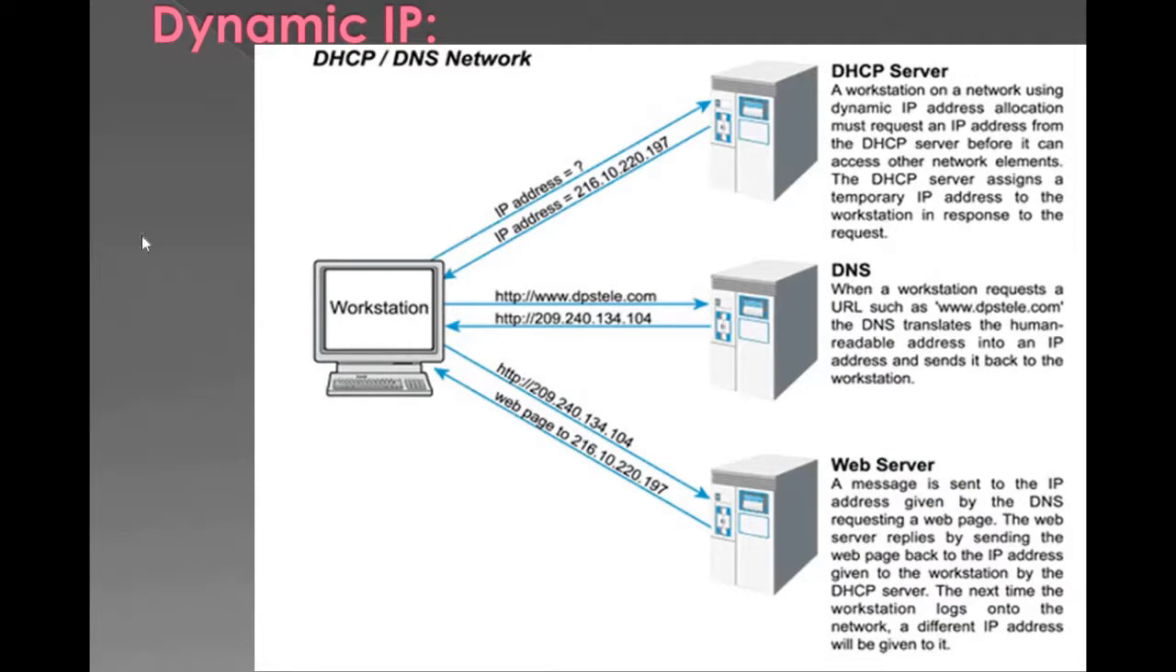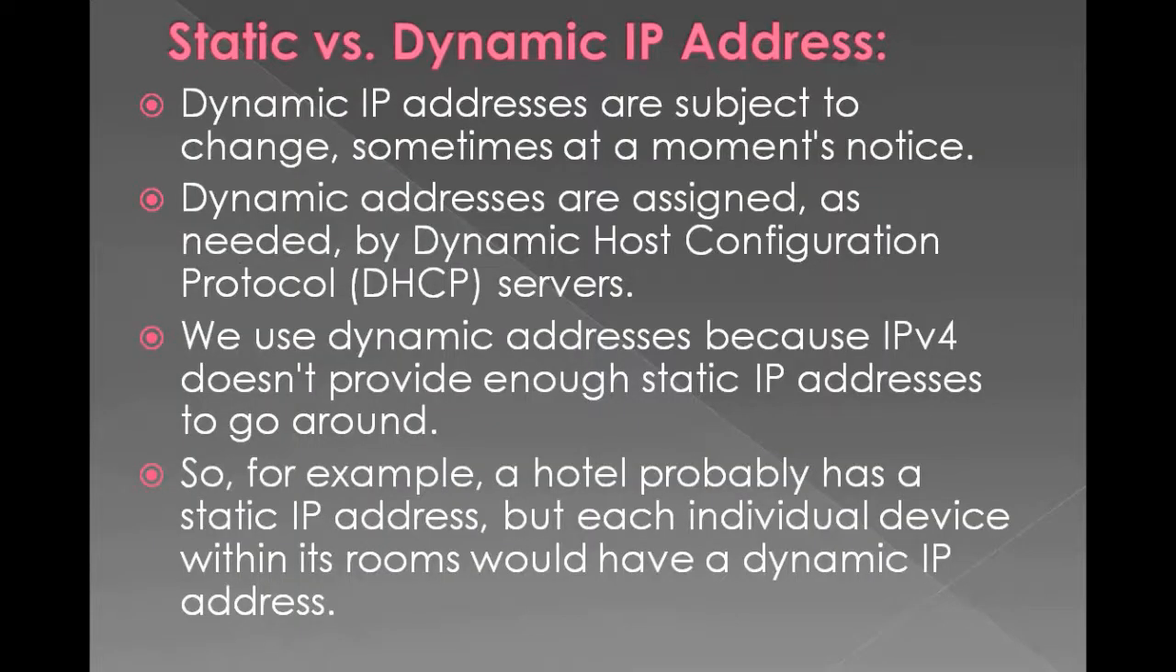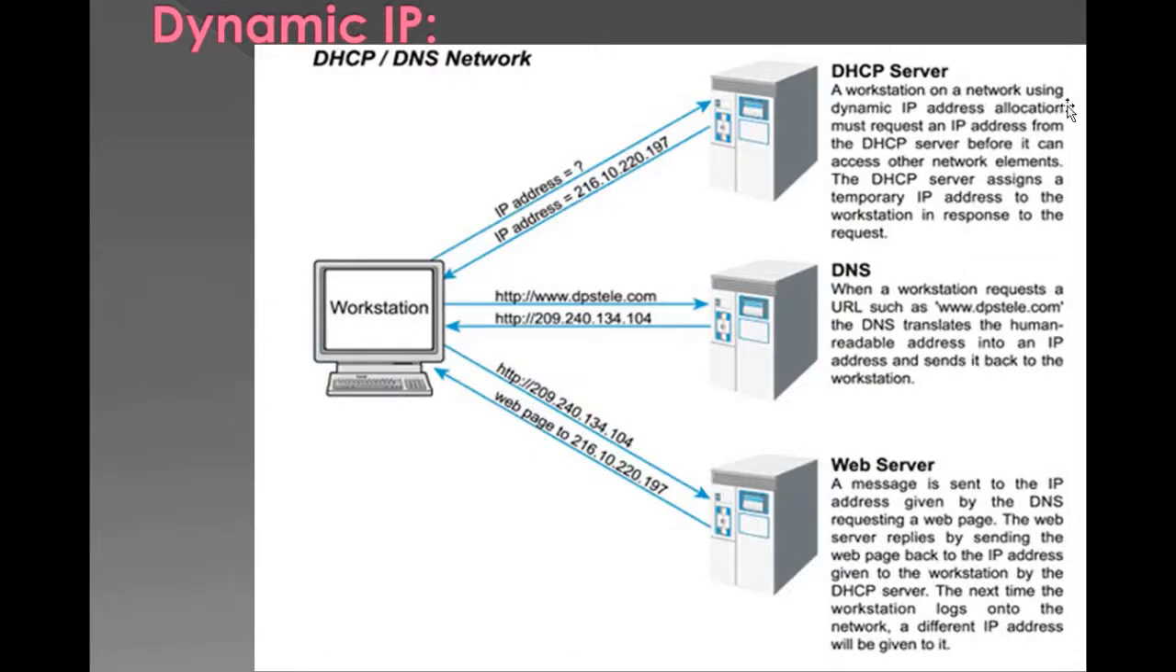A dynamic IP address, on the other hand, works like this. Let's suppose this is a user or the workstation. When you try to connect to a network, the workstation is going to send a request to the DHCP server, which we just learned is the Dynamic Host Configuration Protocol server. It is a server on a network that basically distributes or assigns a temporary IP address to the workstation or the user in response to the request.